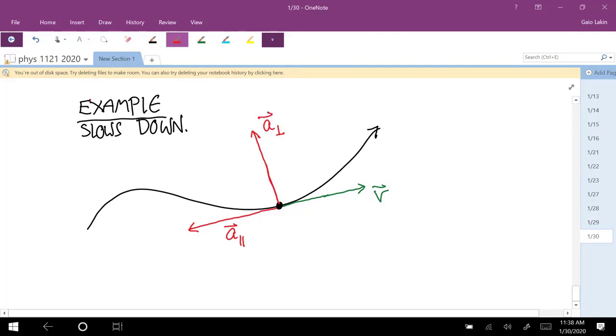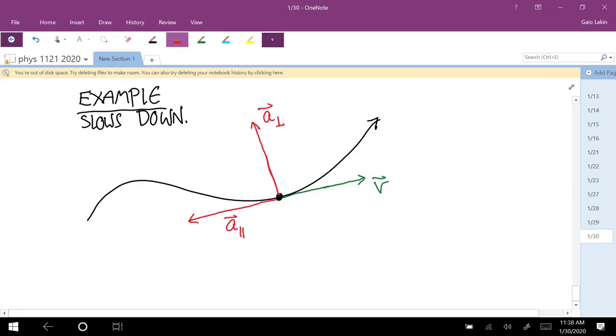And now what do we know about the total acceleration? Well, we know the directions of these two, but we don't know the magnitudes. So we can't say exactly what the direction of the acceleration is, but we can say that if you add up a vector in this direction with a vector in this direction, you get something that's in between those two directions. So the total acceleration is going to be somewhere in this range of directions.